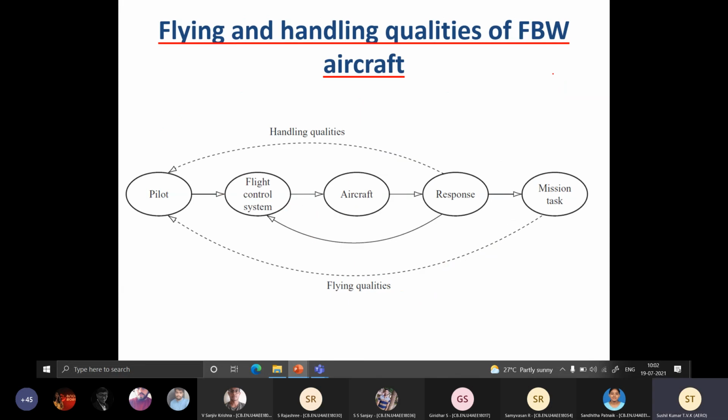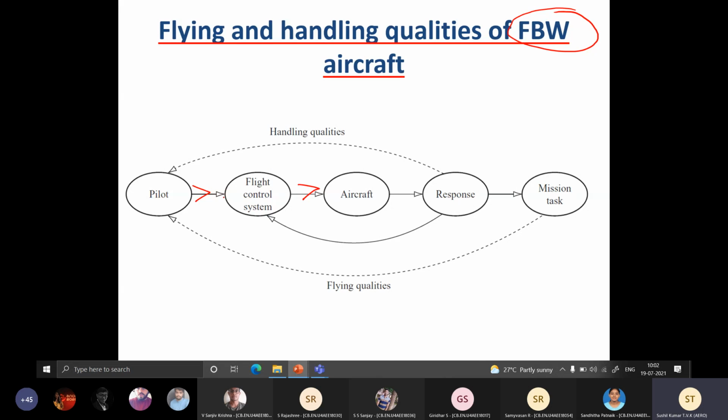When we talk about fly-by-wire aircraft, instead of the pilot inputs going directly to the aircraft, it goes through a flight control system, and then it gets suitably modified and is given to the aircraft, and then the aircraft responds. How this benefits the performance, probably during the course of the lecture, I'll try to explain. Okay. Again, it's all coming from your basic control theory.